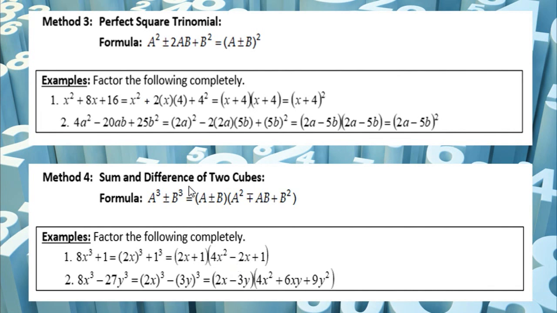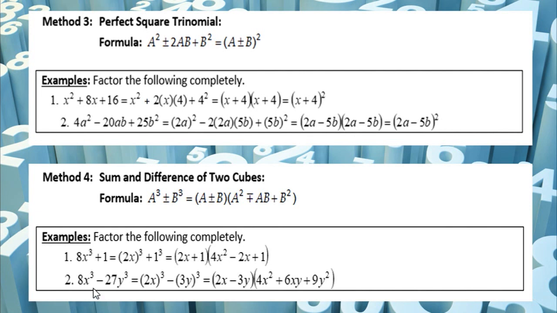Minus ta, diba? Kung plus, minus diya dapit. So, minus the first term nga 2x and the second term nga 1. So, 2x ra gyapon. Plus, ang atong third term nga 1. So, that's how we factor using sum and difference of two cubes.